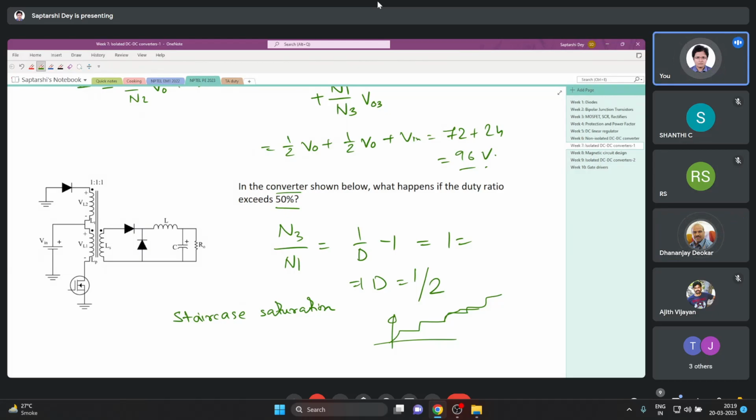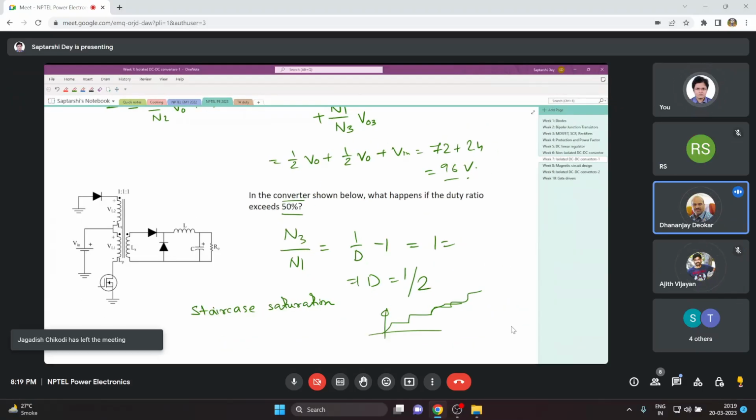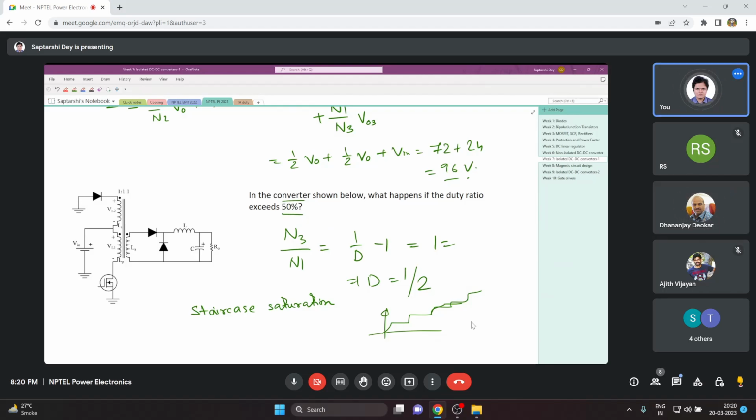Okay, that's all for today. We're already 20 minutes over time. Next day we will start discussion with the synchronous buck converter, why and where it is used, and the phenomena during discontinuous conduction mode, DCM. CCM is same as buck converter, but DCM is tricky to understand. We will discuss that.